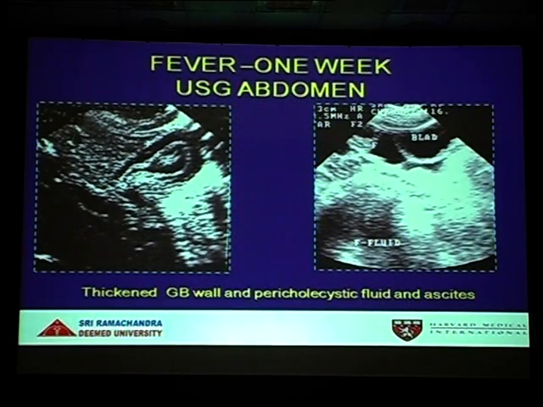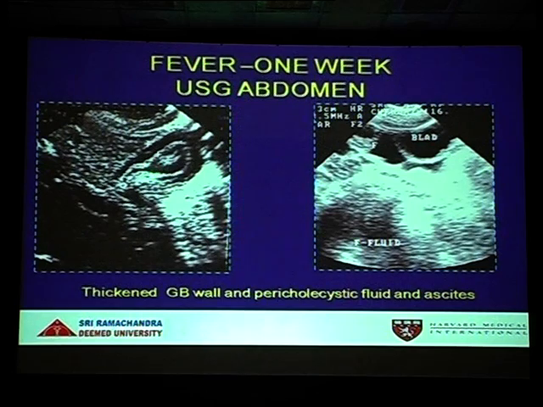Nowadays, very common. Fever 1 week. You'll ask for ultrasound abdomen. We'll do ultrasound abdomen. Yes, dengue fever. Very good. See here, this is the gallbladder, and you see the sludge within it. This is the gallbladder wall, which is thickened. And this is the pericholecystic fluid.